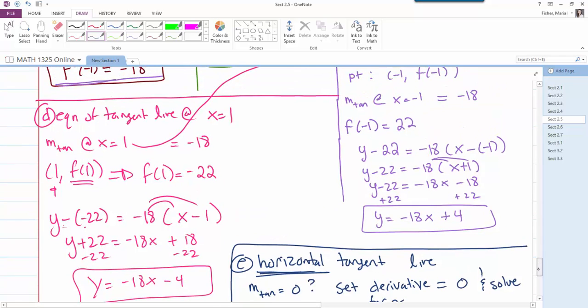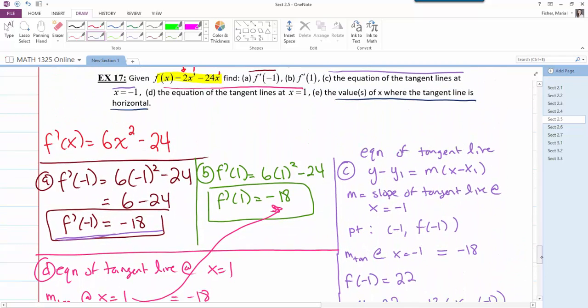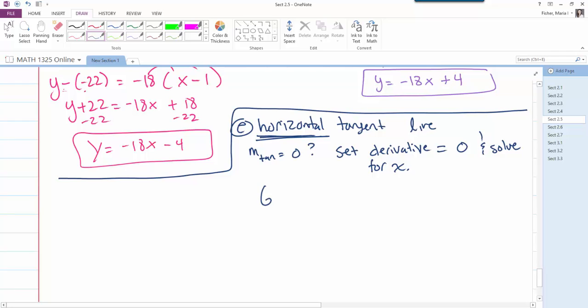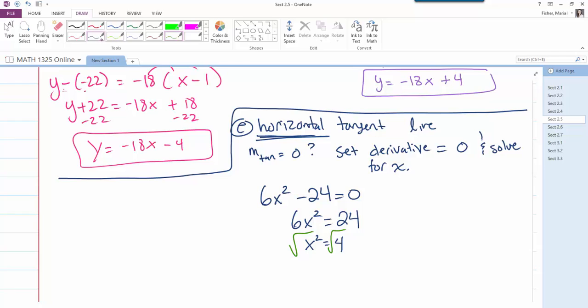So what is f prime in our case? What was that again? Remember, f prime of x is 6x squared minus 24. So in order to figure out where we have horizontal tangents, we're going to set 6x squared minus 24 equal to 0 and solve for x. So if I add 24 to both sides, I get that 6x squared is equal to 24. If I divide both sides by 6, I get x squared is equal to 4. Taking the square root of both sides to solve for x, I end up with x is equal to plus or minus 2.